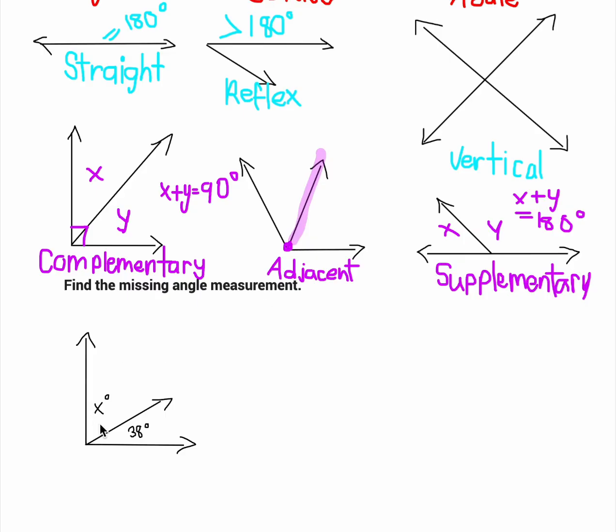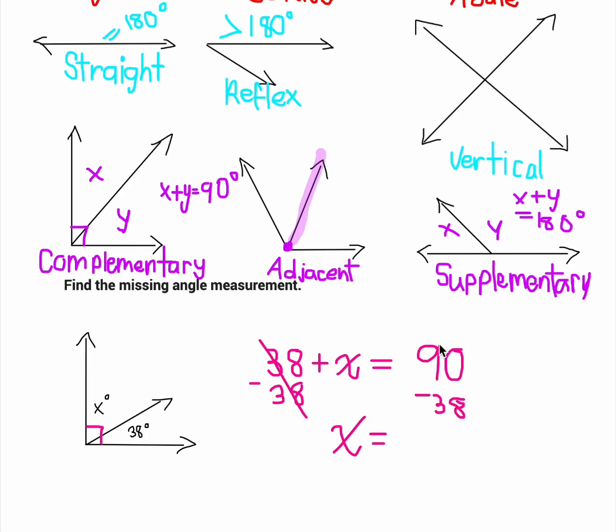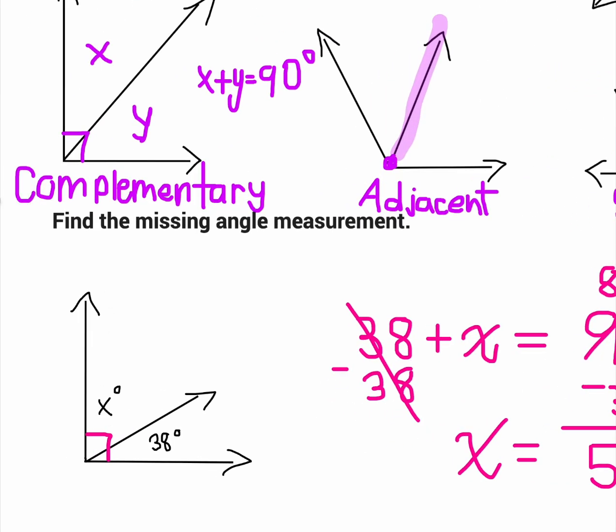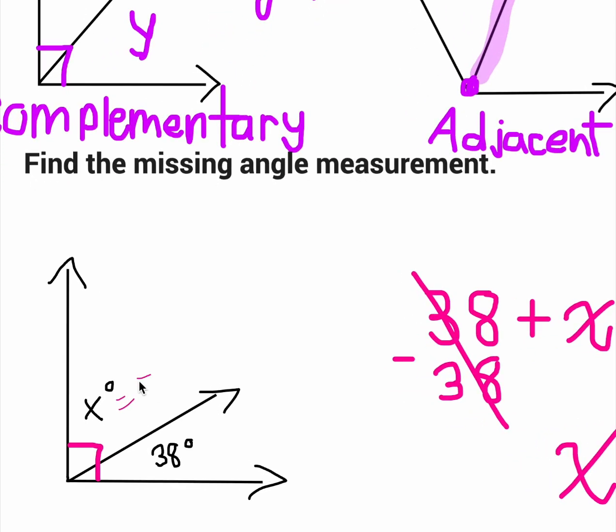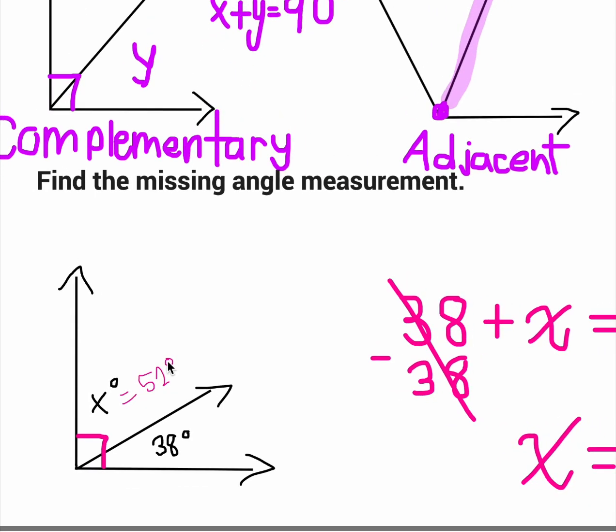Finally, let's move on to our last problem, where we have to find the missing angle measurement, which is x. So looking at this, it is 90 degrees, it's a right angle. So we're just going to write an equation, 38 plus x equals 90, and we're just going to subtract 38 from both sides, and we are just going to have x left, and I'm going to do my subtraction. So our final answer would be 52 degrees. So now I'm going to write that x equals 52 degrees.